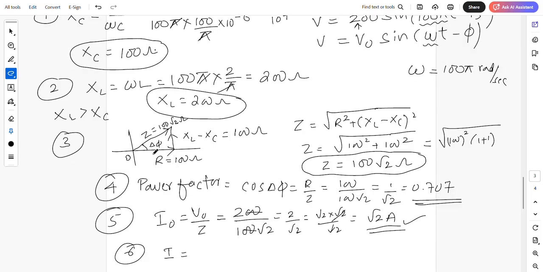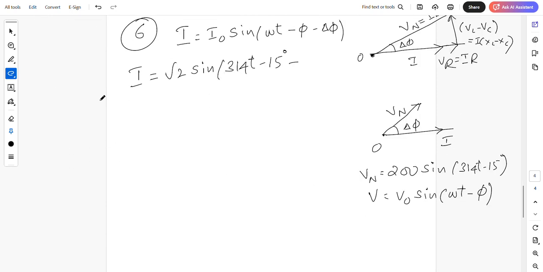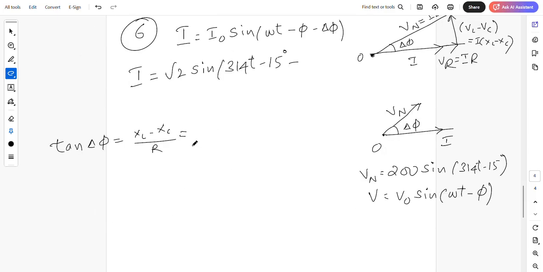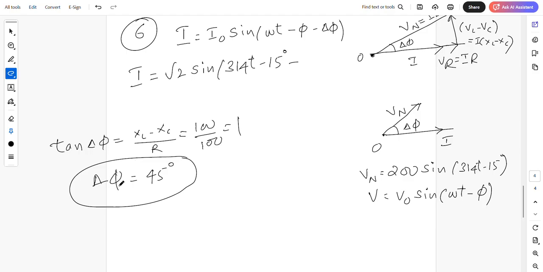Delta phi is how much here? How to calculate delta phi? I have told you, tan of delta phi is equal to XL minus XC by R. How much is XL minus XC? XL minus XC is 100. R is 100. Right? 100 by 100 is equal to 1. Therefore, delta phi will be equal to 45 degrees. Tan inverse of 1 is 45 degrees. Use tan of delta phi for calculation.